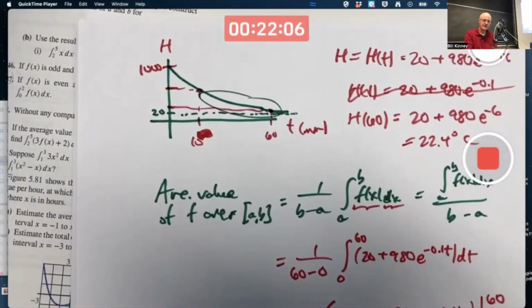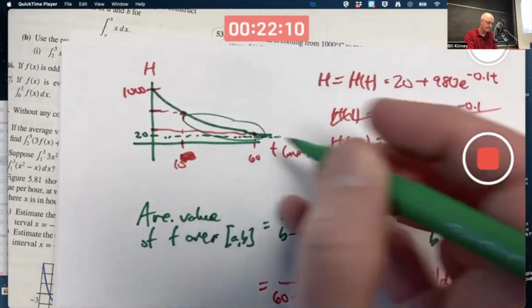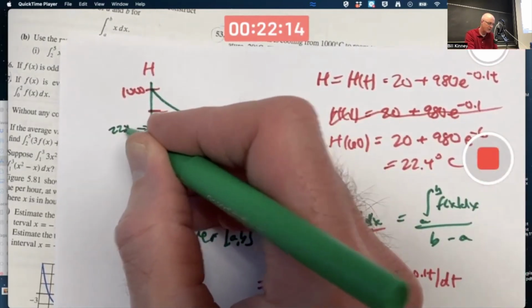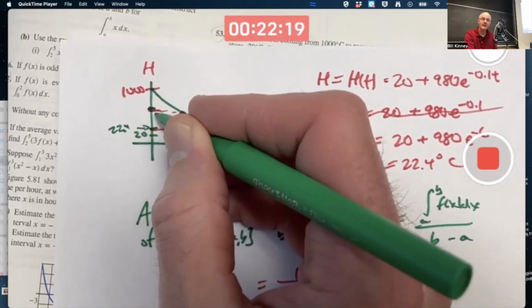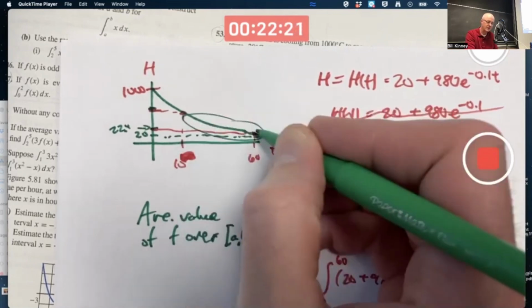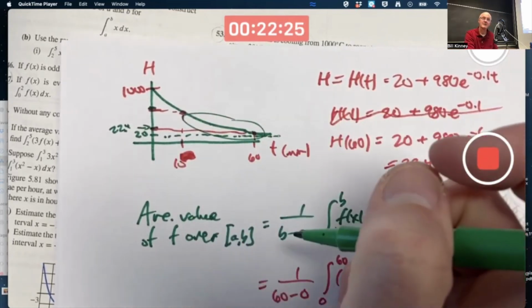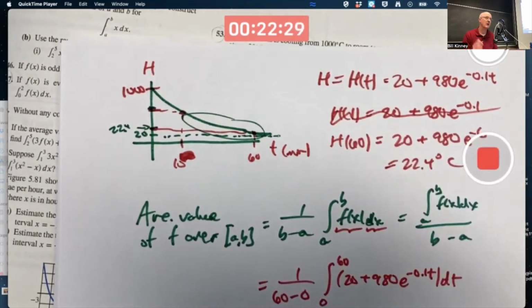The average of the extremes, the average of 1,000 and 22.4, is halfway between those numbers, somewhere around there, 500 something. But again, our temperature, because this graph is concave up, spends most of the time in the lower values. So the overall average temperature over the entire hour is lower.